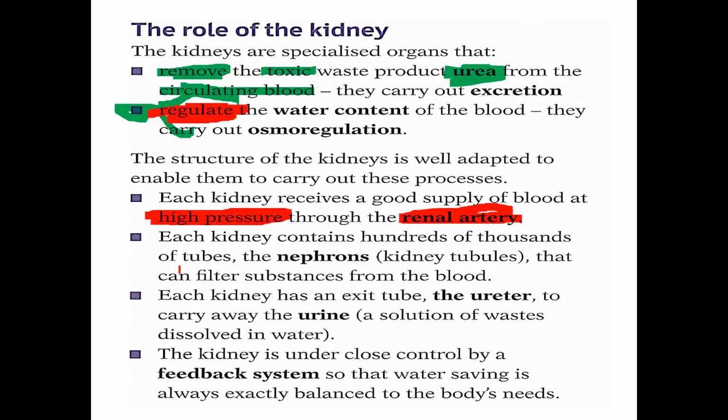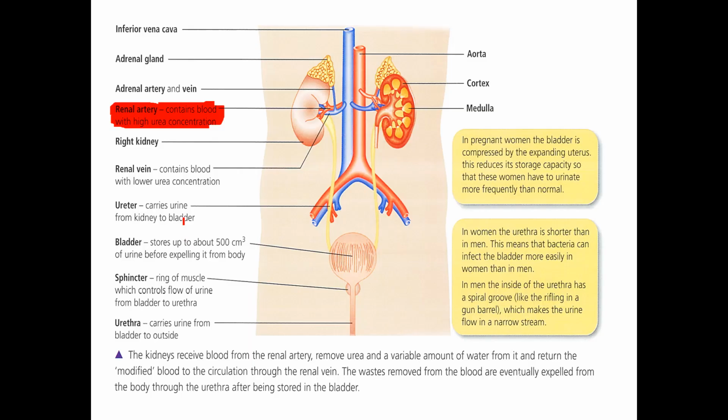Then each kidney contains hundreds of thousands of tubes. They call them nephrons. So what is a nephron? A nephron is the smallest unit of the kidney. The kidney consists of hundreds of thousands of nephrons. These nephrons are like tiny tubes. So here is the kidney, and here inside it there are the nephrons. Then we will talk about them in detail.